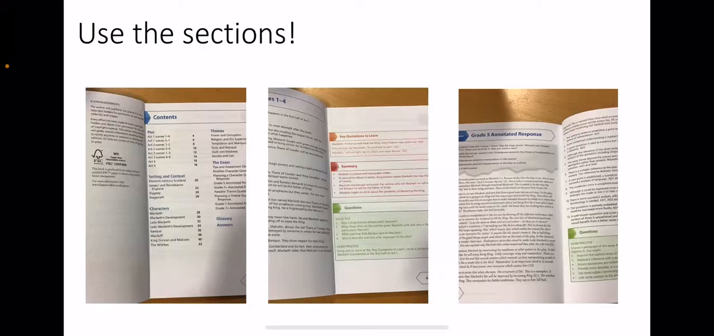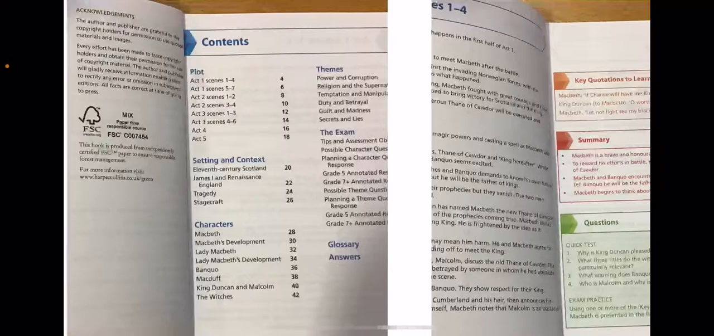So for the snap revision guides that we've sold you, you've got your contents page. So if you know you're feeling a bit shaky on the plot, go to the right pages. They're really nicely organised, but you do have to actually read them.